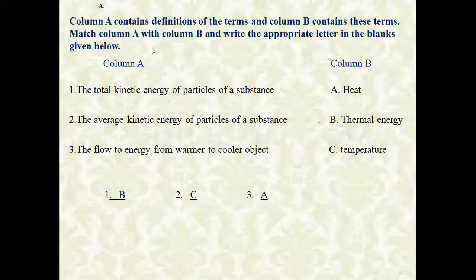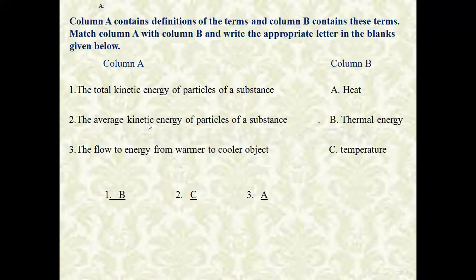Now let's start exercises. Exercise number A. Column A contains definitions of the terms and column B contains these terms. Match column A with column B. So first one is the total kinetic energy of particles of a substance is called heat, thermal energy, or temperature. So number one match with number B, because kinetic energy is the energy of motion. So the total kinetic energy of particles of a substance is called thermal energy.